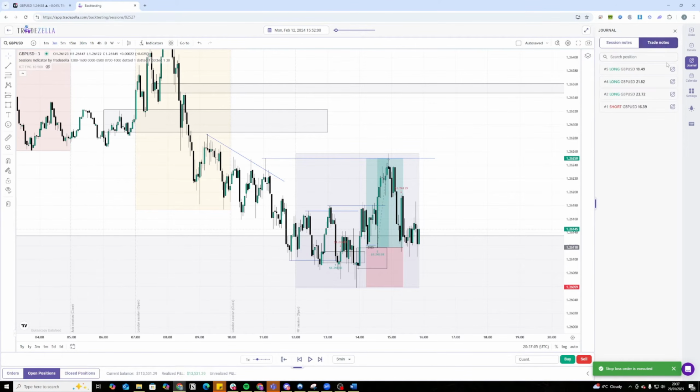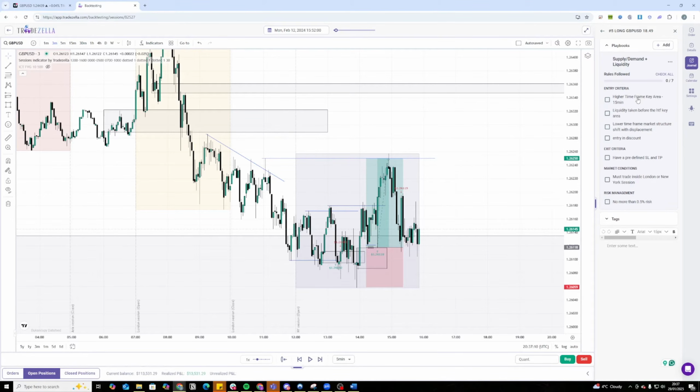The issue with backtesting sometimes is that it can be hard, and you over-skip things because you're trying to rush through it. It's important not to do that, like I just did there.